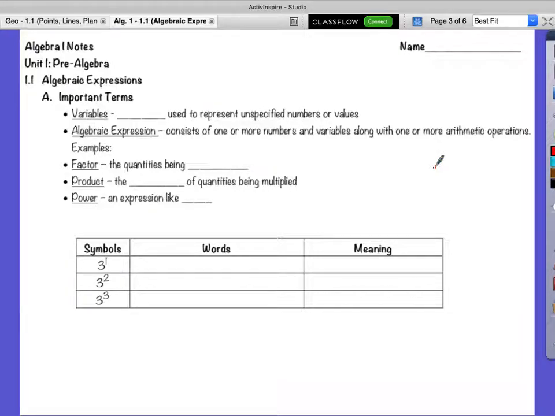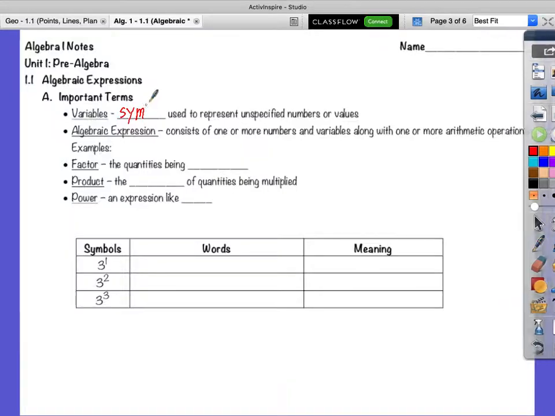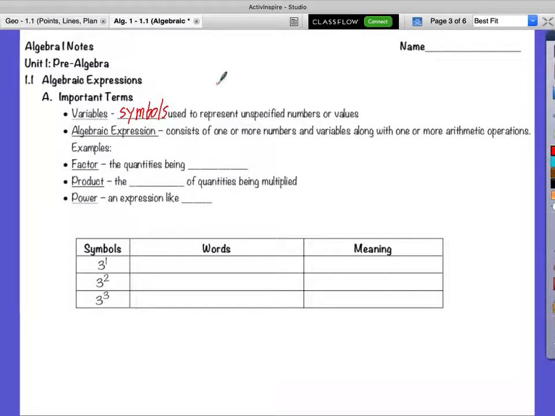Okay, so 1.1, first section of the first chapter, chapter 1, unit 1, section 1, 1.1, algebraic expressions. Okay, so our first part, some important terms, important things for us to remember. Variables. Variables are symbols used to represent unspecified numbers or values. Okay? They're symbols used to represent unspecified numbers or values.